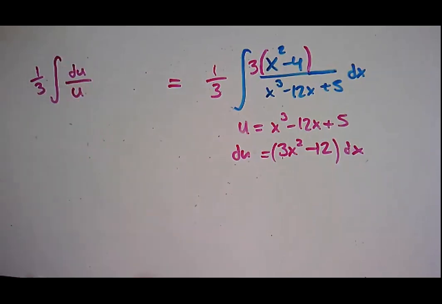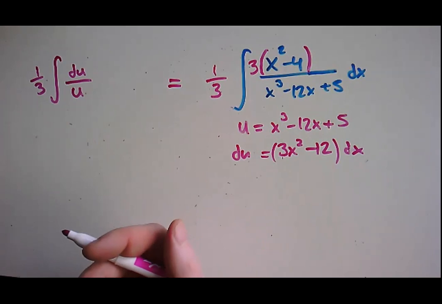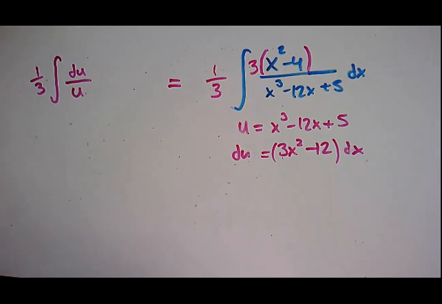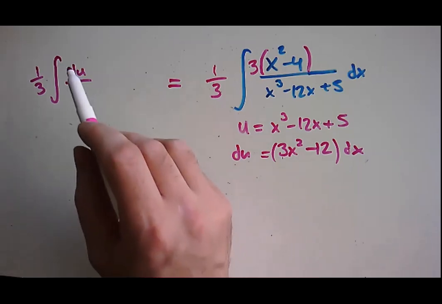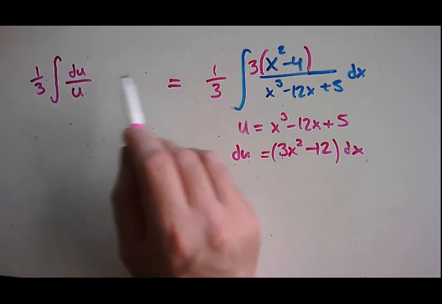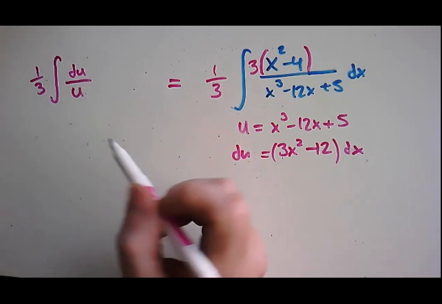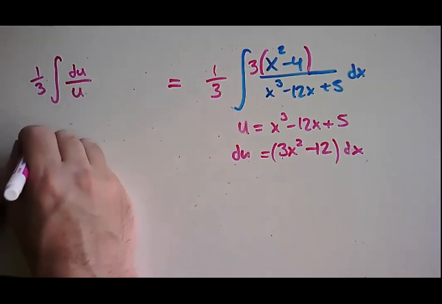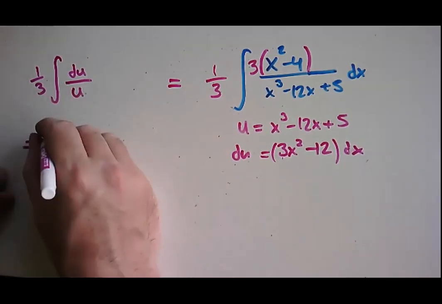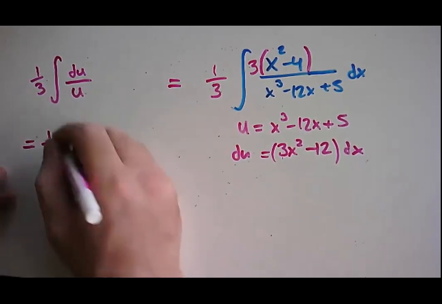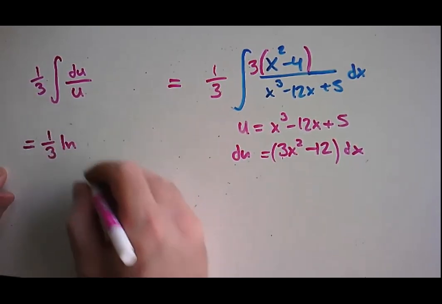du over u, that's a known derivative, right? The derivative of ln x is 1 over x. So the antiderivative of 1 over u du would be natural log u. So I'll finish the problem now. Our integral then is 1/3 times the natural log of u.